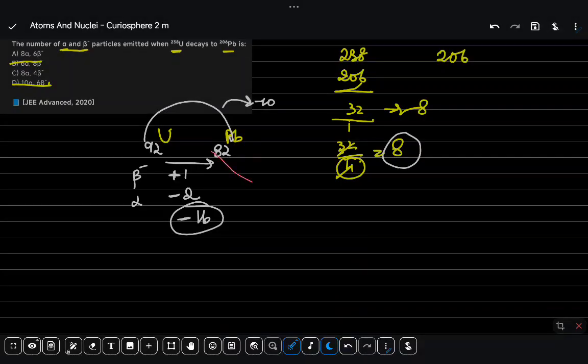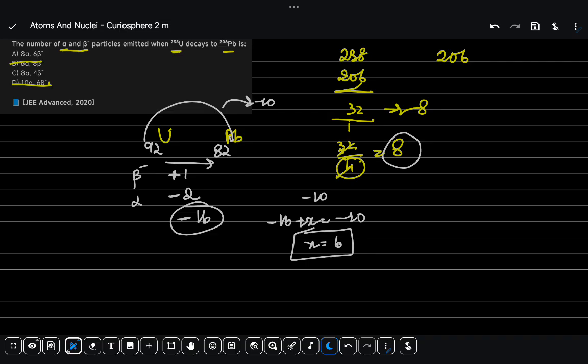So the remaining plus 6 should be covered by the beta minus particles, because these increase the atomic number. Alpha particles decrease it by 16, and beta minus particles should increase it so that the final decrease in atomic number is just minus 10. So minus 16 plus x equals minus 10, x is equal to 6. So it must be 6 beta minus particles.